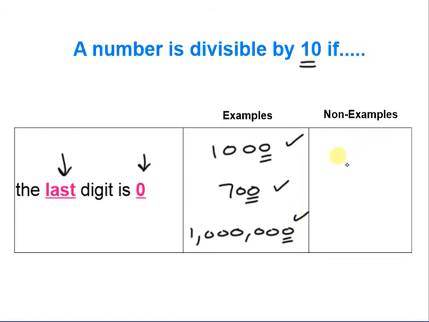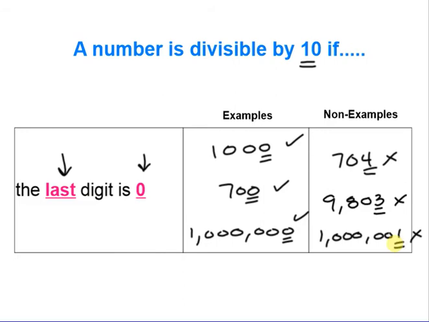Some non-examples are going to be 704 because we end in a 4. That would not work. We can do 9,803. That's not going to work because it ends in a 3. And we can also do 1,000,001. That's not going to work because it ends in a 1 and not a 0.